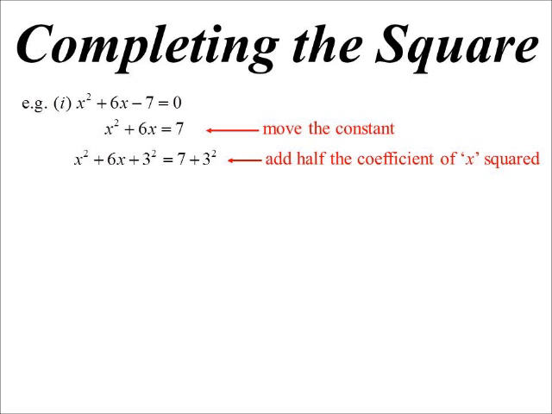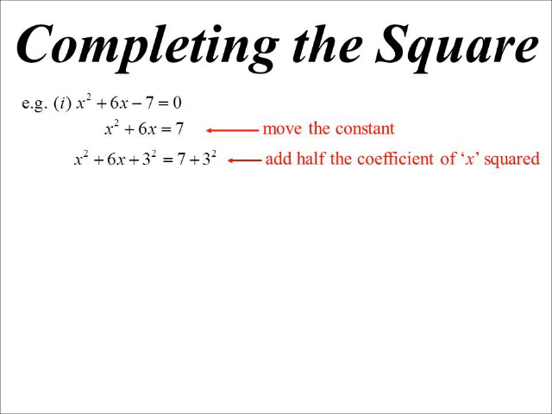Now that pause is very important, because it's not half the coefficient of x squared, but half the coefficient of x. So the coefficient of x, in this case, is 6. Half the coefficient is 3. So we add 3 squared to both sides.